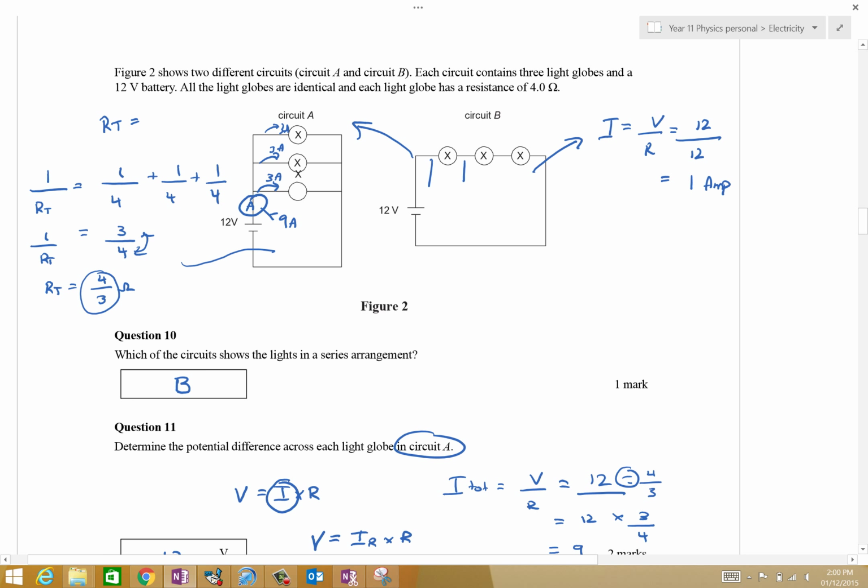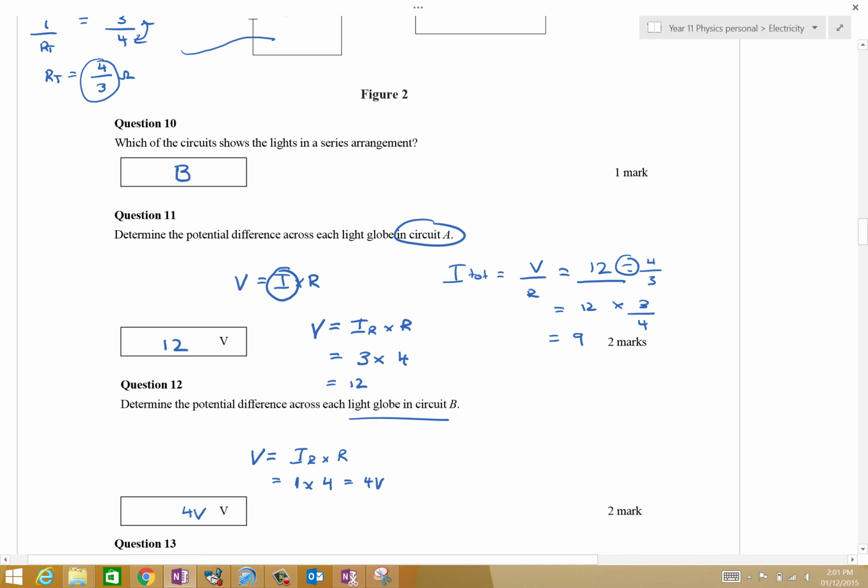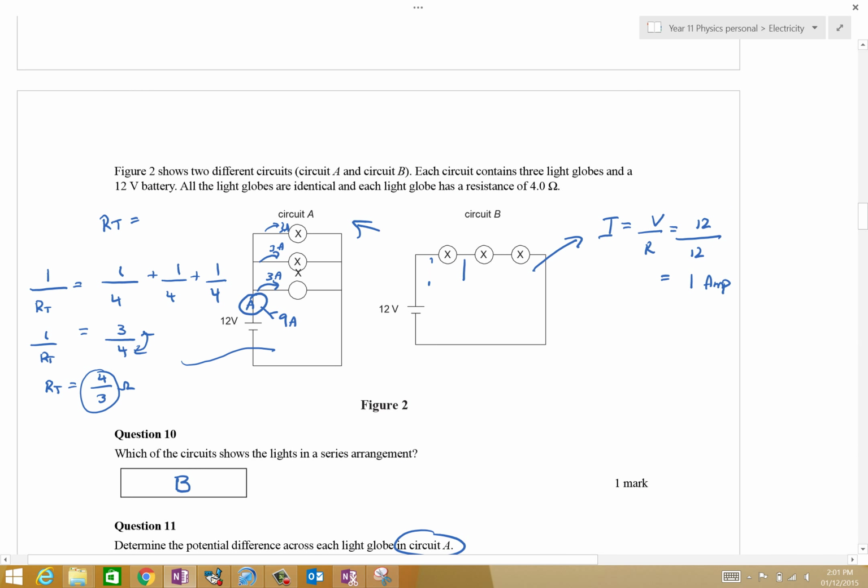Now, that means that each of these globes also receive 1 amp. Which means that when I'm trying to work out the potential difference across each of these globes, since they all have the same resistance, which is 1 times the resistance, which is 4, which is 4 volts. So if I've got 3 equal resistances and 12 volts, then each of those are going to read 4 volts there, 4 volts there, when connected in parallel, like so.